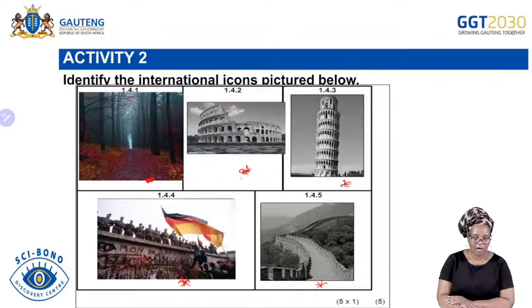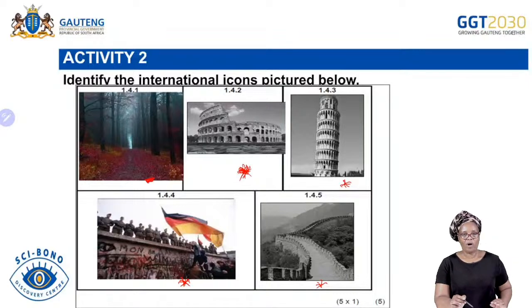Then look at the second one, the remains of this building. This is now the remains, as you can see. From what we've done, if you got the Colosseum, you are right. This is the Colosseum. It is the amphitheater where they were having public events and their gladiator fights.